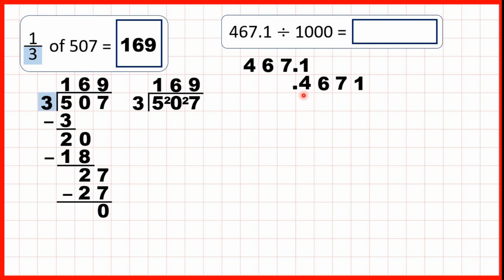So we have 0.4671. And with decimals, we need something in our ones always. So if a square's empty, we can always write a 0. So our answer is 0.4671.